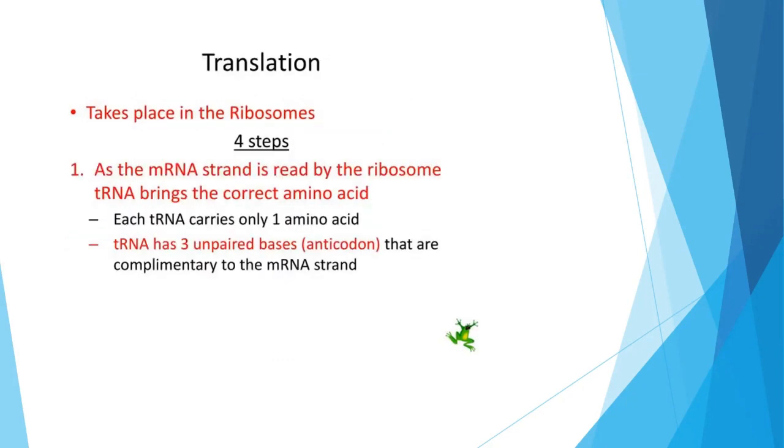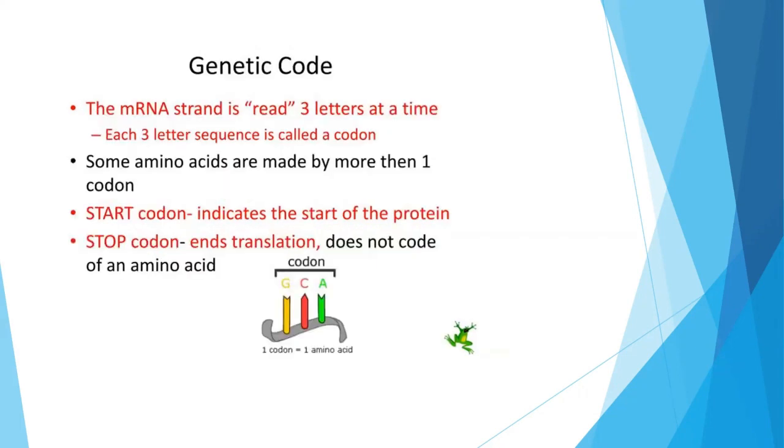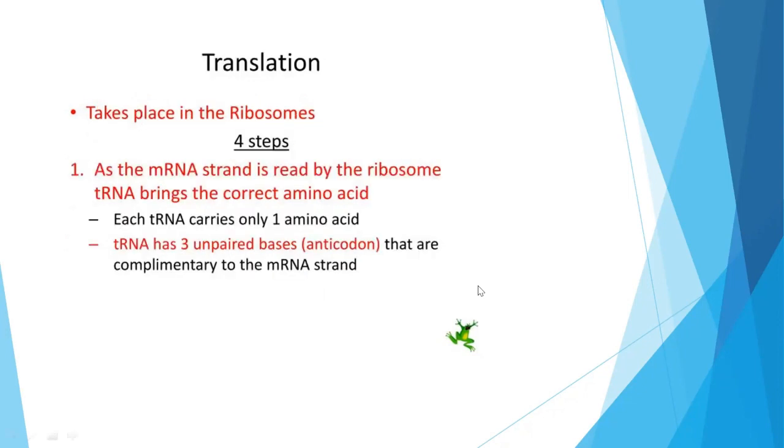Translation takes place in the ribosome, and it has 4 steps. The first step is, as the mRNA strand is read by the ribosome, tRNA begins bringing the correct amino acid. Each tRNA carries only one amino acid, and tRNA has three unpaired bases, called an anticodon, that are complementary to the mRNA strand. In mRNA there is a start codon, for example this codon GCA. Then another anticodon will bind to it, and that will be brought in by the tRNA.